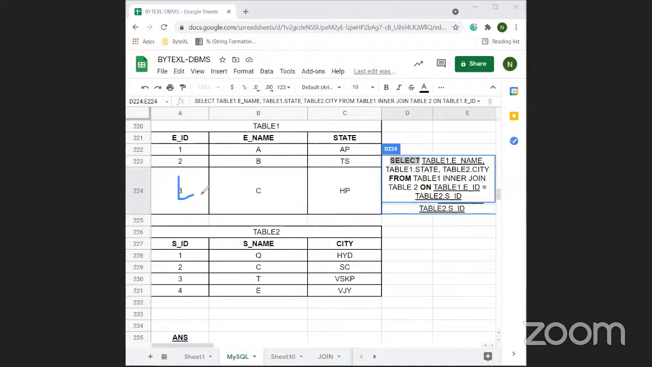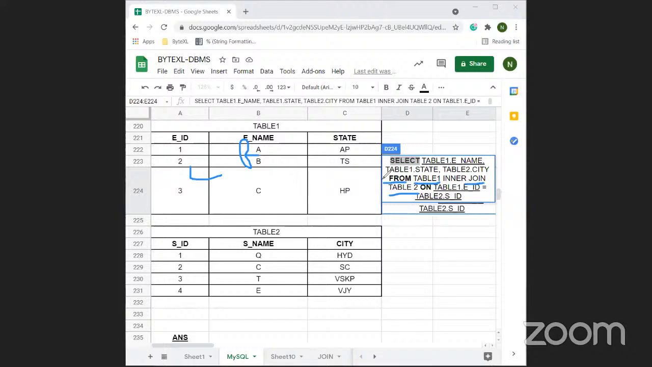Again, left side table, right side table, we have to decide that. Because as we have seen, left outer join, right outer join, the order is important. Therefore, what is the syntax for that? From table 1 join table 2. So table 1 is on left side, table 2 is on right side. If you want, you can take reverse also.